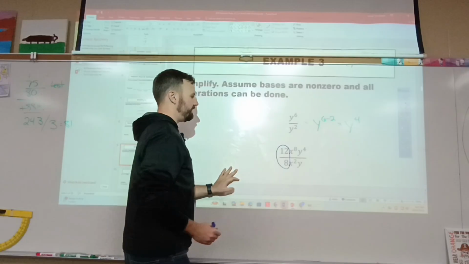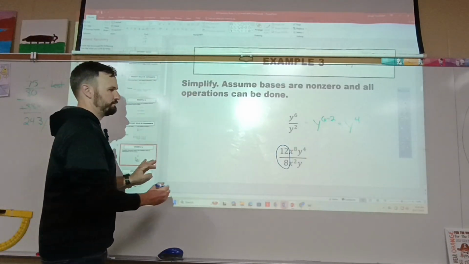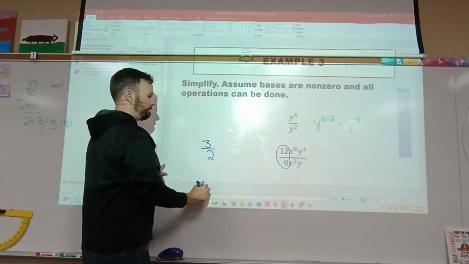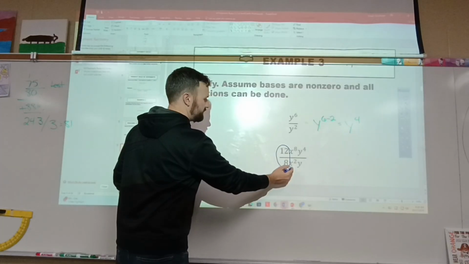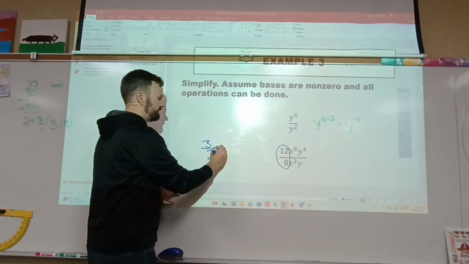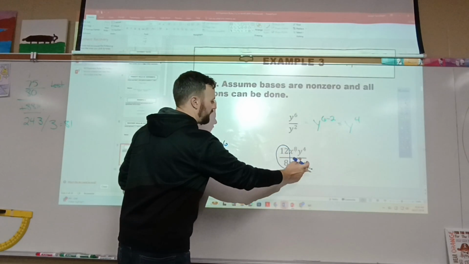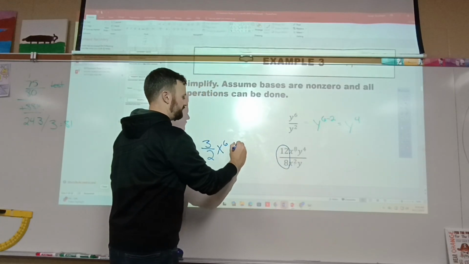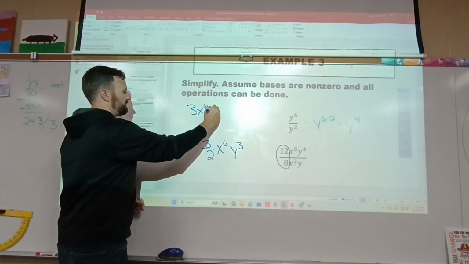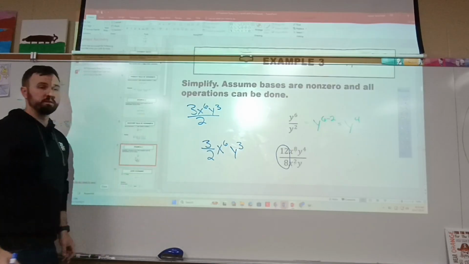All right. What's 12 over 8 reduced to? 3 over 2, right? Divide both by 4. Then what do I do with my exponents? Subtract them, right? 8 minus 2 is 6. And 4 minus 1 is 3. Should I have written this as well? Yeah, these are the same exact thing. Okay.